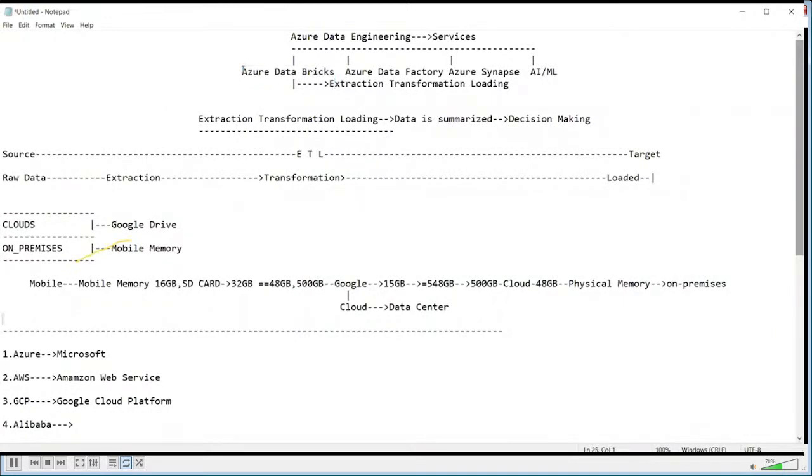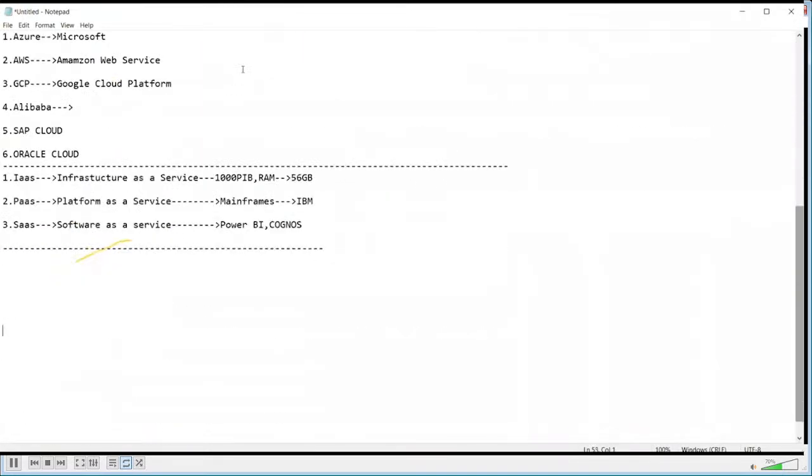So now, guys, let us come back here. Azure Databricks is a service of Microsoft, which is provided to perform the job of extraction, transformation, and loading. The Azure Databricks is a service of Microsoft provided to perform the job of extraction, transformation, and loading.